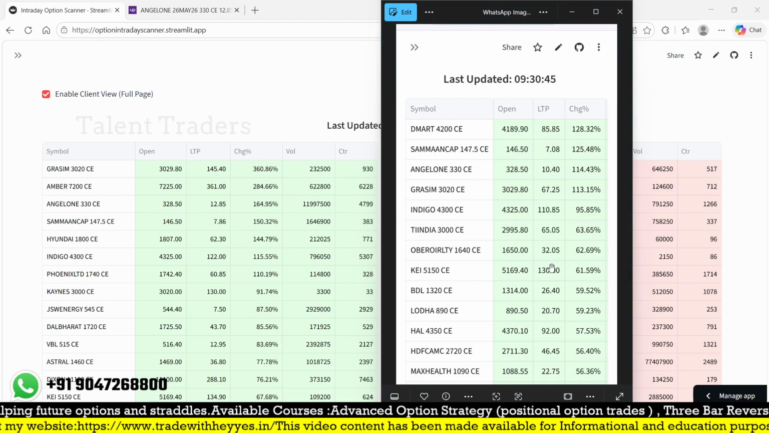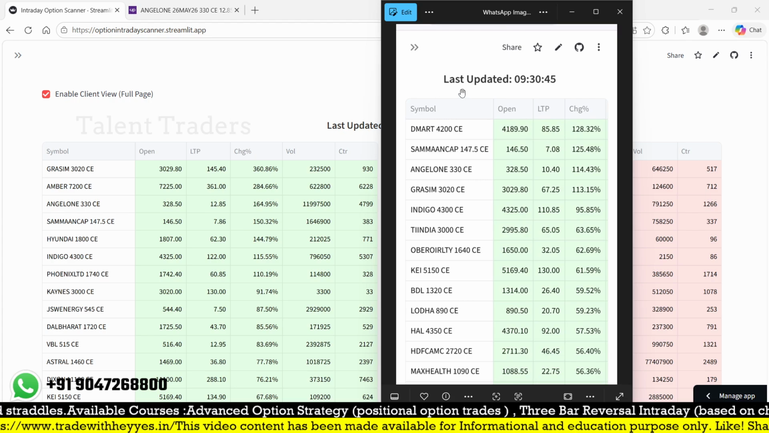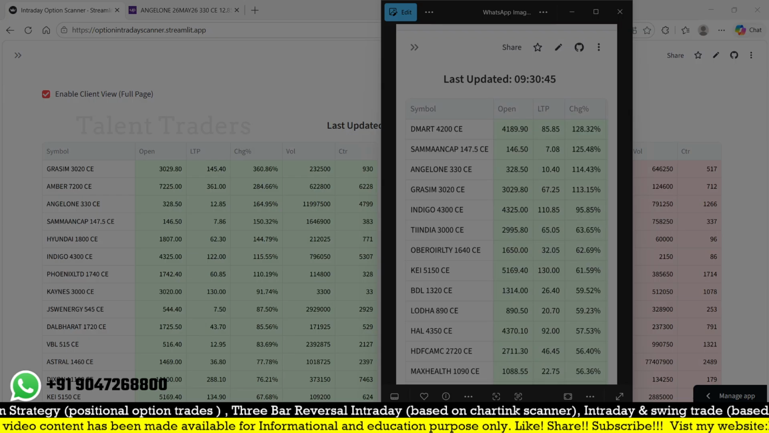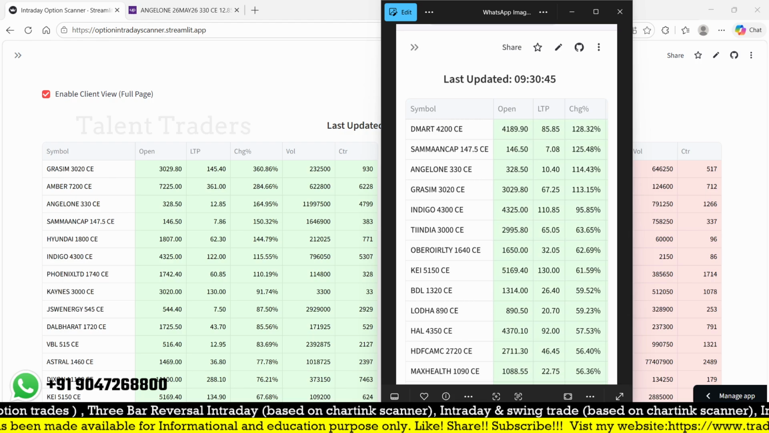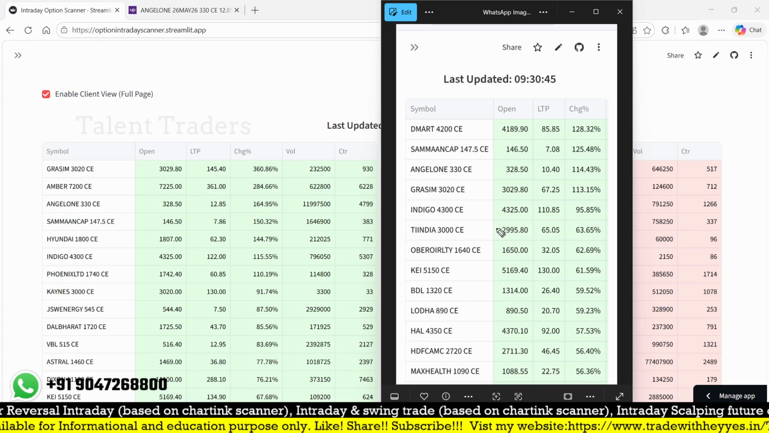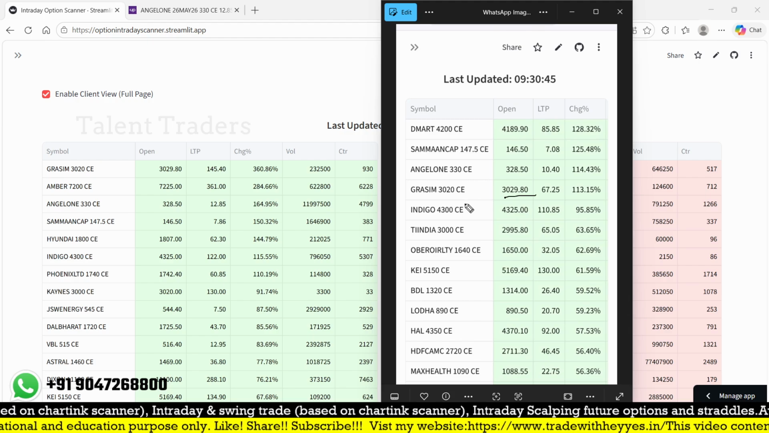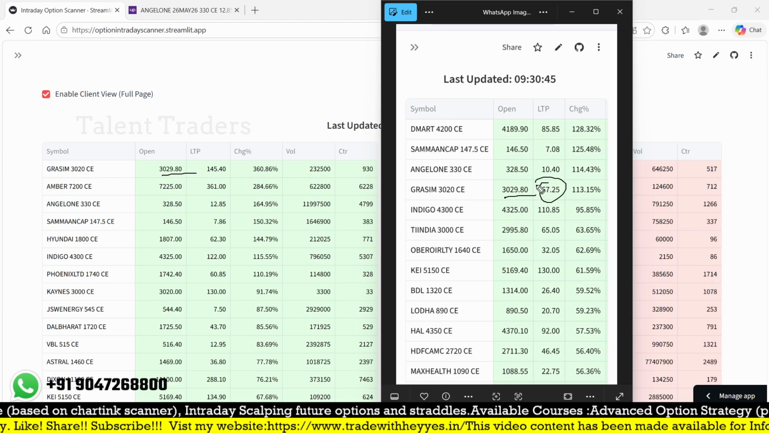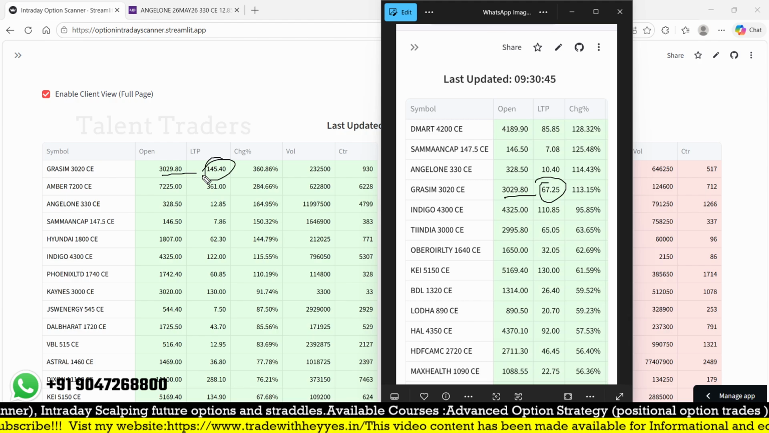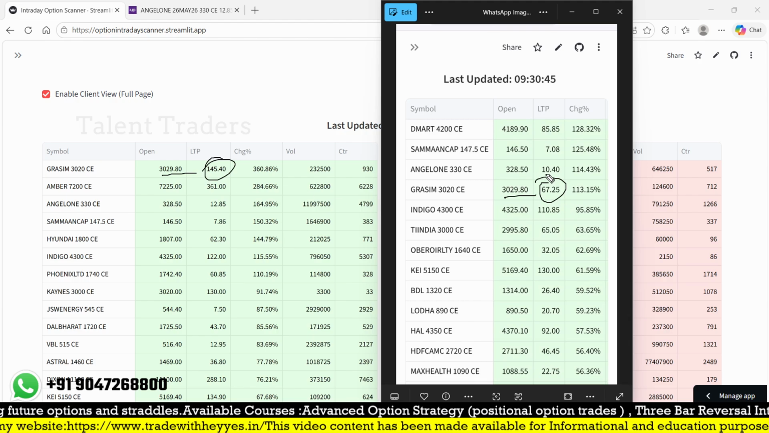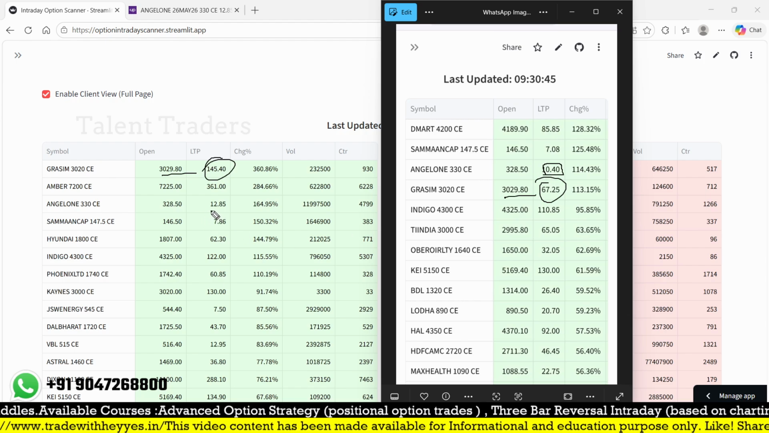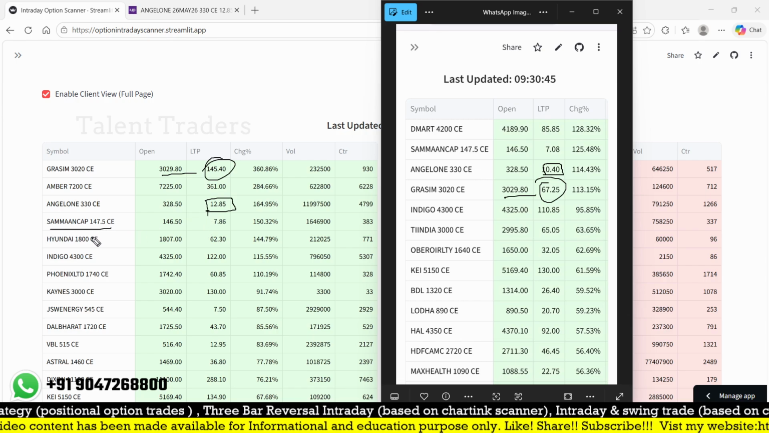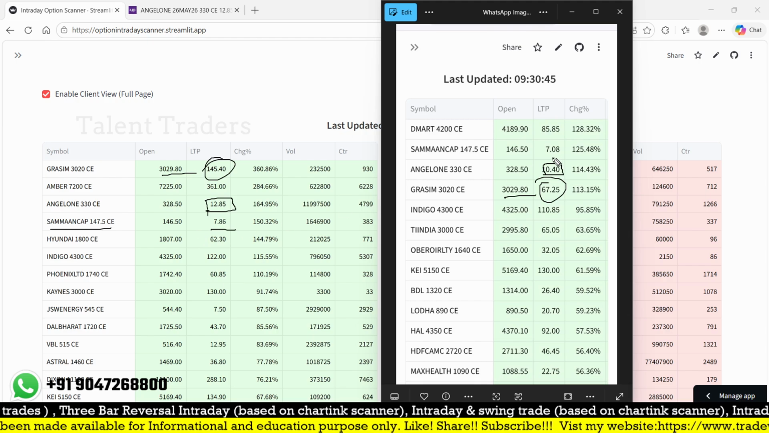Okay, let me compare. Just a second. As per the morning list, we saw Grasim in the fourth place at 9:30, and it is occupying the top one at closing. In the morning it was 67 and at closing 145, so that option is performing well. The second one, Angel One, was 10.45, still on the third place and closing at 12.85. This one is in fourth place, from 7.86 to 7.8.